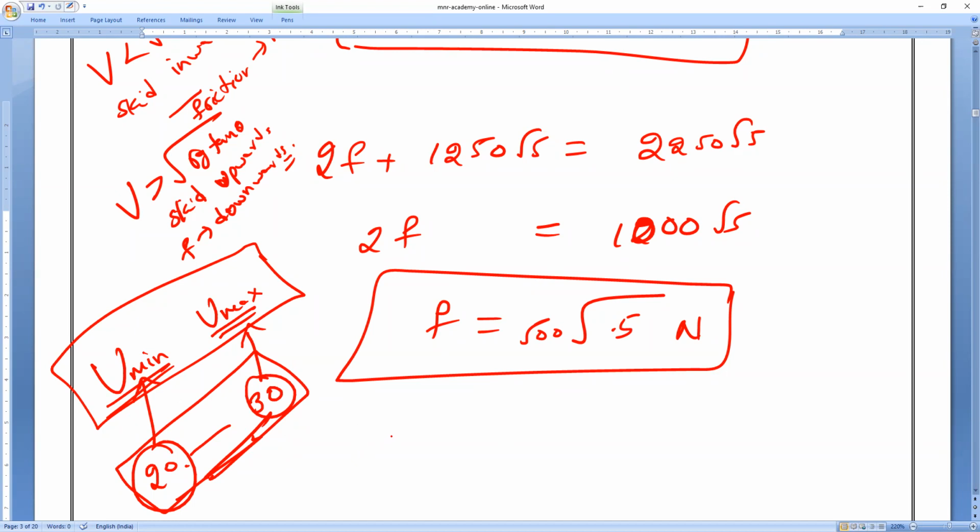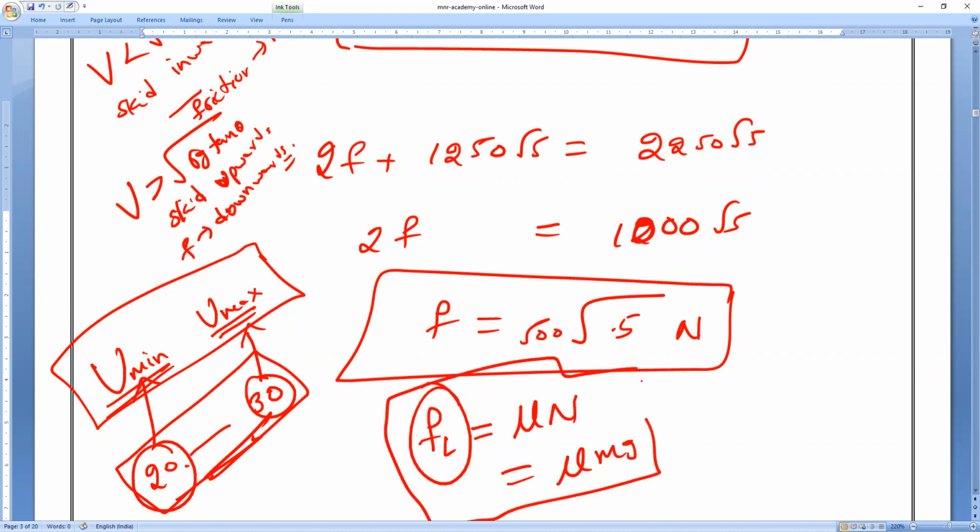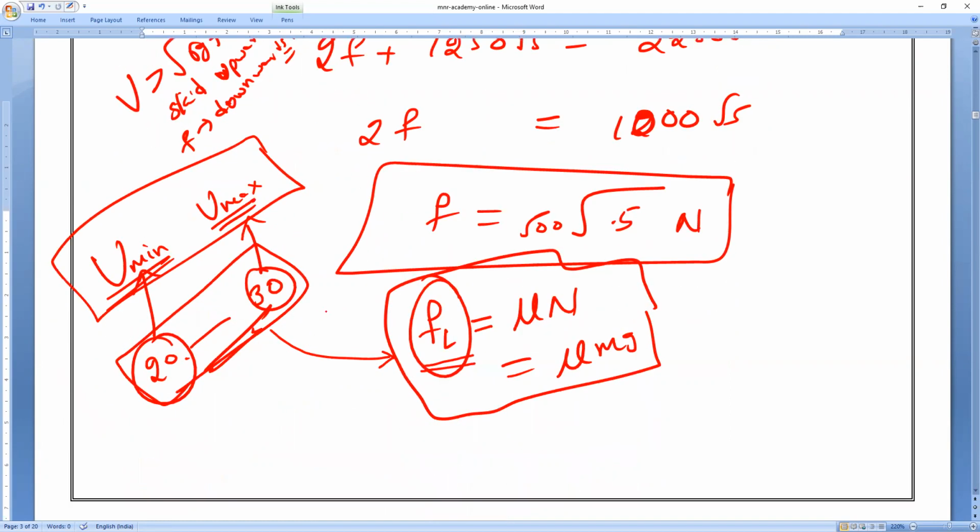I'm talking about without skidding. Does friction remain constant or variable? Friction remains constant. So we'll calculate limiting friction, that is mu into N, so mu mg. Do you understand, everybody? If the body is going without skidding, friction is maximum. That maximum friction is what we call limiting friction. Based upon that, we'll derive the formulas for V minimum and V maximum in our evening class.